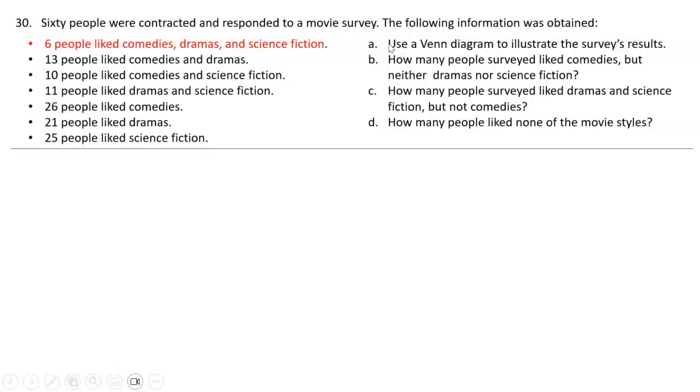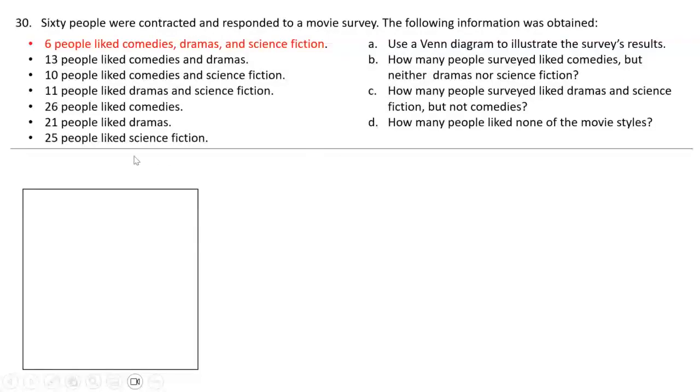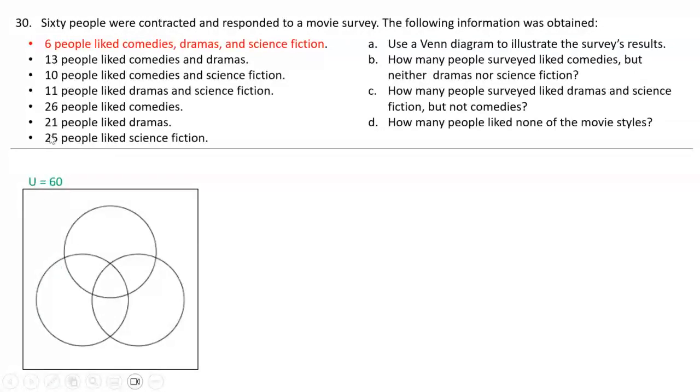Okay, so how are we going to do it? For part A, I want you to construct a Venn diagram. So first is my universal set, which is 60. Here in red is where you always start when they give you a problem like this one, like number 30. You always start where all three have in common, because that's what it means. They like comedies, dramas, and science fiction, so that means what all three sets have in common. So I'm going to let C be comedies. I'm going to let D be dramas. So this is set D, and I'm going to let S be science fiction.